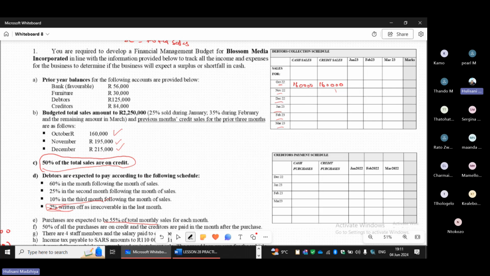So this means that if we sold 160,000 worth of stock, 60% of this amount will be collected a month after, which means that if we make these sales in October, we're going to start collecting in November. So that will be 60%. But in our budgeted period, we do not have November. So we're going to skip the November percentage for the October month.